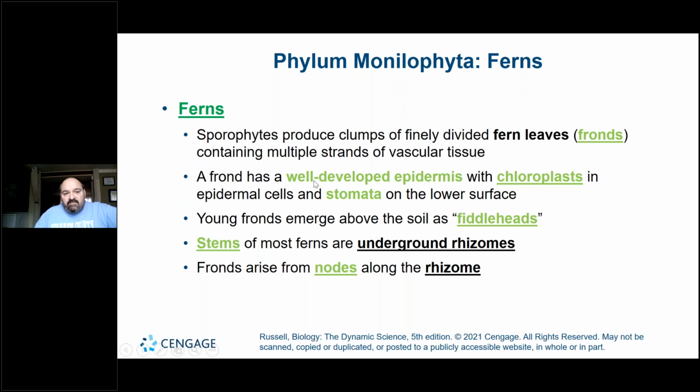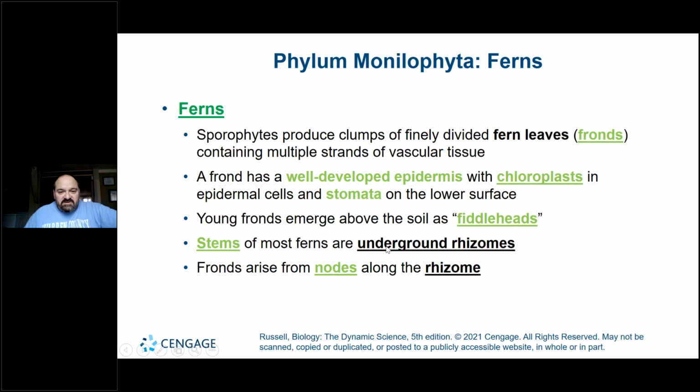The frond has a well-developed epidermis with chloroplasts, involved in photosynthesis, which we're going to be talking more about. And then the stomata on the lower surfaces. Those openings are very important as we're taking in CO2, allowing oxygen to leave, and water will exit from those stomata as well. The young fronds emerge above the soil as fiddleheads, right? And I pointed that out to you before.